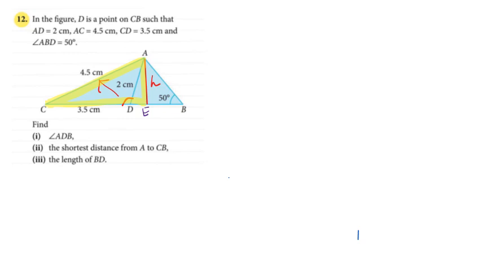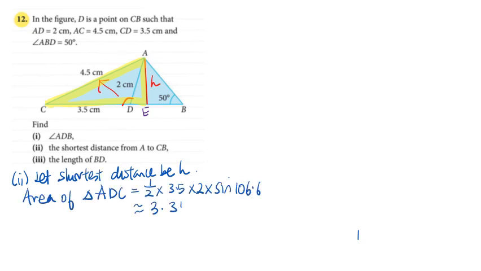We're going to let the shortest distance be h. And the shortest distance will form 90 degrees with the side BC. So this will be 90 degrees. Okay, this will also be 90. Right, so we can find the area of triangle ADC using half AB sine C. Right, half AB sine C.